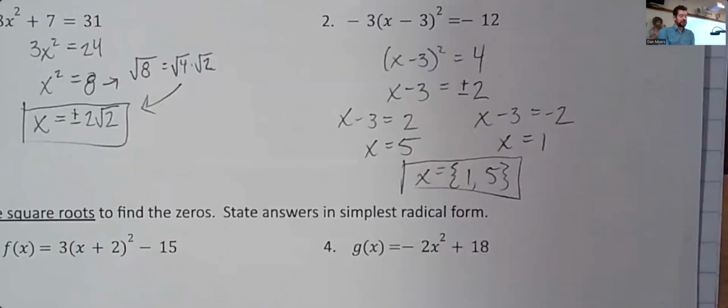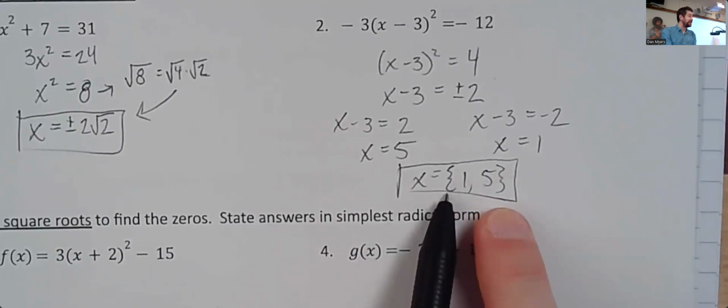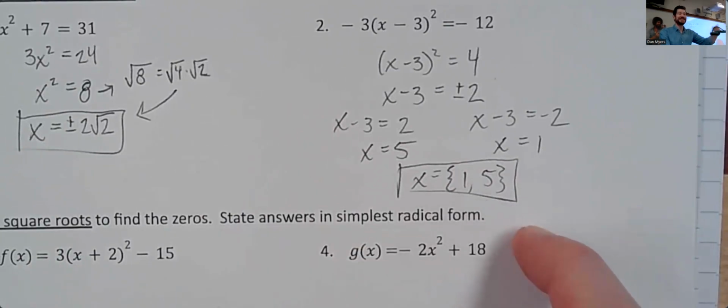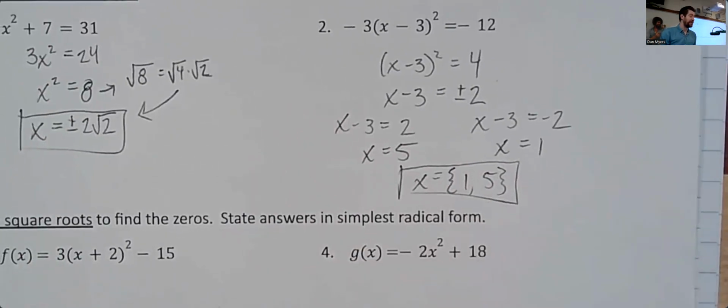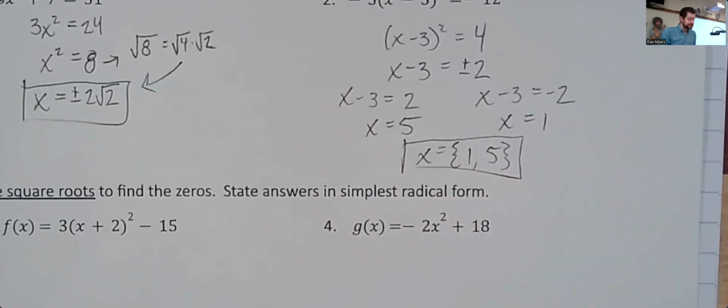And by the way, the reason why we use braces here instead of parentheses is because braces indicate the same value. These are both x values. If you have parentheses, that implies you have an x and a y as an ordered pair. But these are not an x and a y. They're both x's. All right.